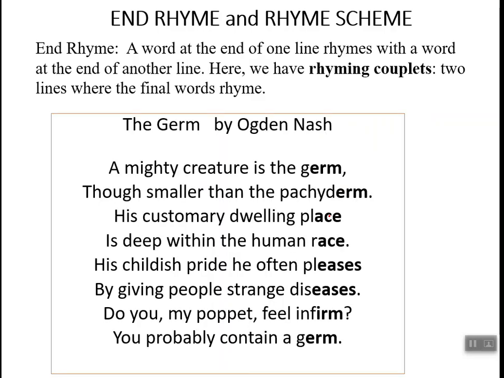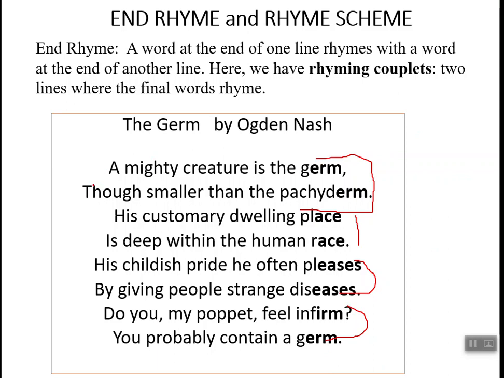Here, just as another example, we have what are called rhyming couplets. Rhyming couplets occur when the end rhyme of two lines rhyme. So: A mighty creature is the germ, though smaller than a pachyderm. His customary dwelling place is deep within the human race. His childish pride he often pleases by giving people strange diseases. Do you, my poppet, feel infirm? You probably contain a germ.